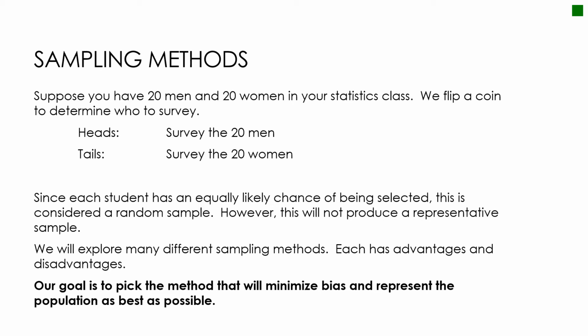Since each student is equally likely to be chosen, it is considered a random sample, but is this representative of the population? No, because I'm either talking to all men or to all women, and as we know, men and women often have differing opinions, so this would not be a good sampling method to use. So our goal, as we look through the sampling methods that I'm going to show you, is to pick the method that will minimize bias and represent the population as best as possible.